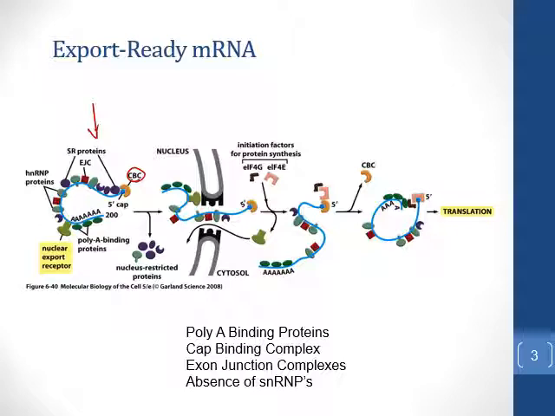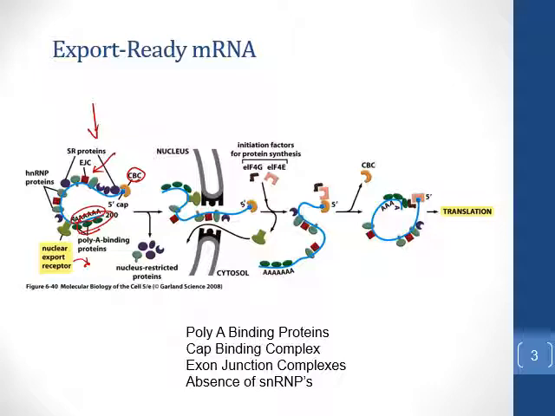We can see the cap is there, obviously, in order for the cap binding complex to bind. We've got our poly A tail right here, and we've got our poly A binding proteins. We're going to need a nuclear export receptor to get that out, so that nuclear export receptor is going to bind. And then you'll notice on this slide we've got some SR proteins and the exon junction complexes. We talked a little bit about those the other day.